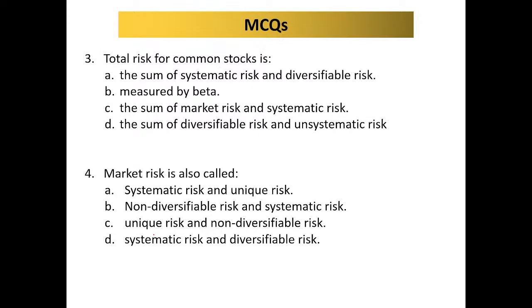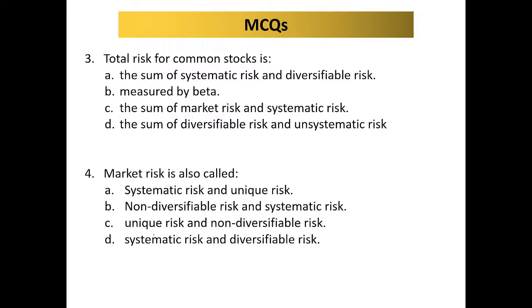Total risk for common stock is: the sum of systematic risk and diversifiable risk measured by beta, sum of market risk and systematic risk, sum of diversifiable risk and unsystematic risk. And the fourth one, which is about market risk, is also called: systematic risk and unique risk, non-diversifiable risk and systematic risk, unique risk and non-diversifiable risk, systematic risk and diversifiable risk.